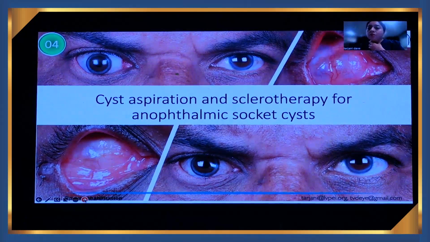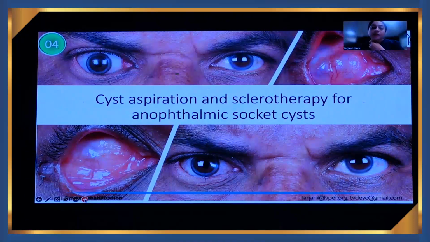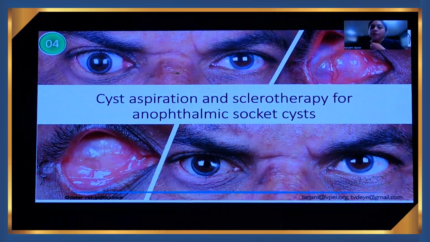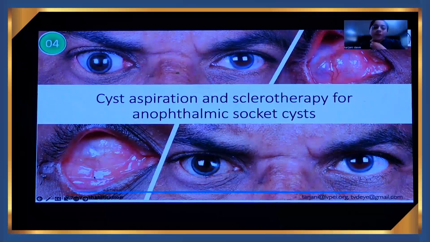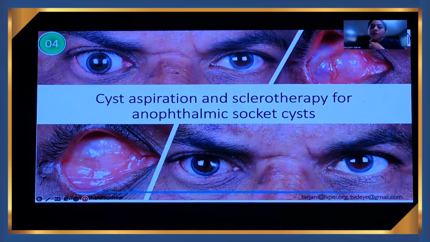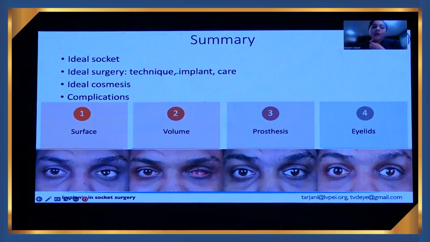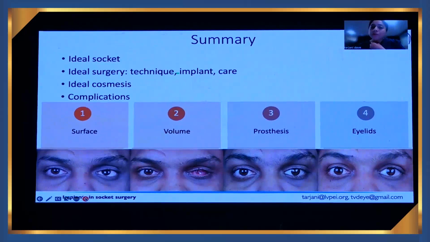So if it was a tumor for which you enucleated the eye, think of tumor recurrence. If it was not a tumor, think of a cyst, and you'll see this collection of fluid, which is nothing but an implantation cyst within the orbit. And these are easily amenable to aspirating the fluid and sclerosing the cyst with the help of sclerosants such as sodium tetradecyl sulfate.